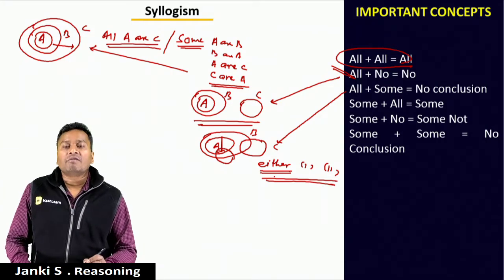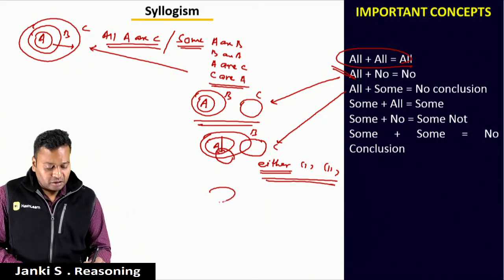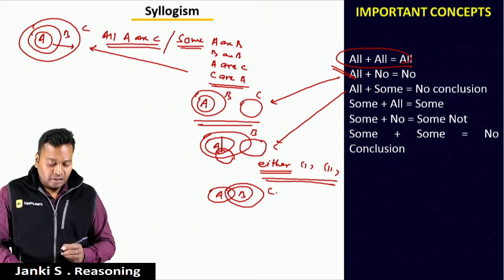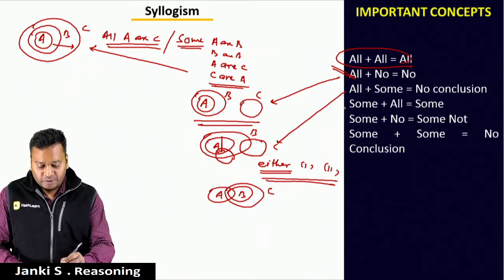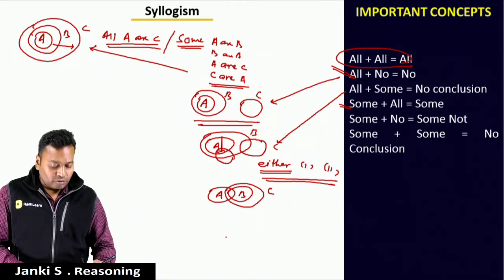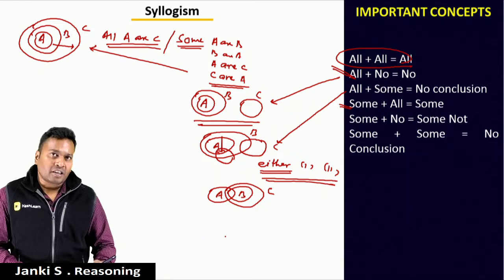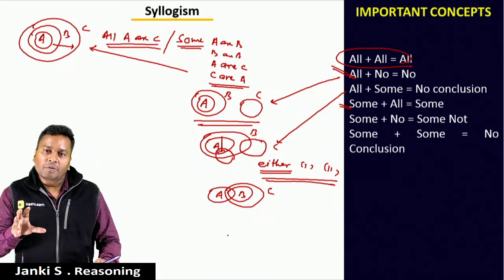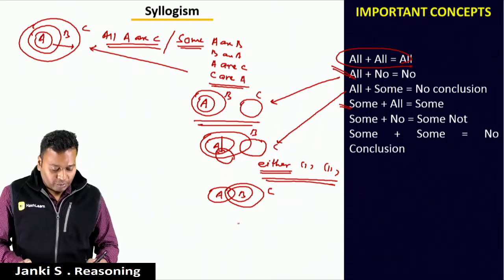Then some and all will always be some. I can say some A are B and all B are C. That represents some A are C, right? So that represents some. That is the condition. And some and no is always some not. Now about some not, what we saw was that it's nothing but either some will be possible or else no will be possible, right?